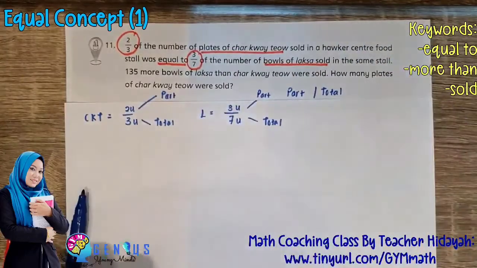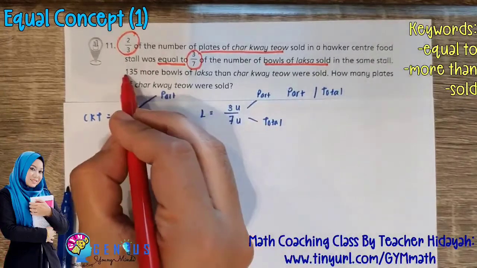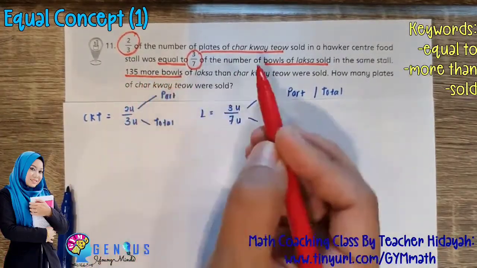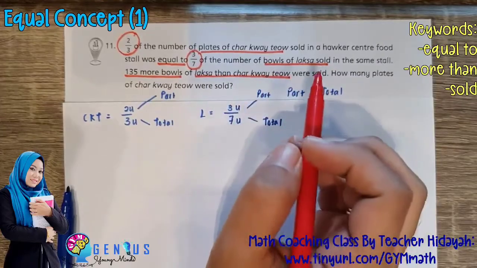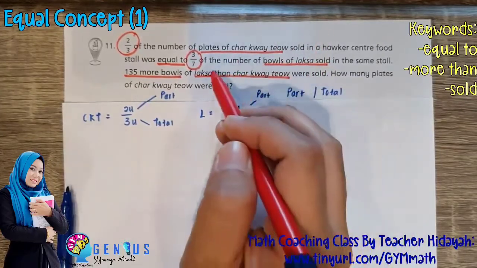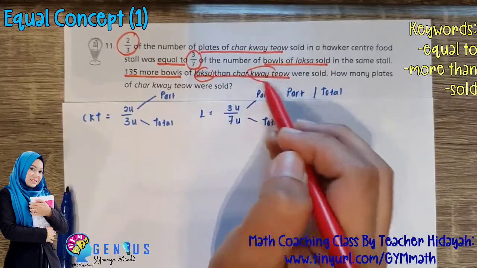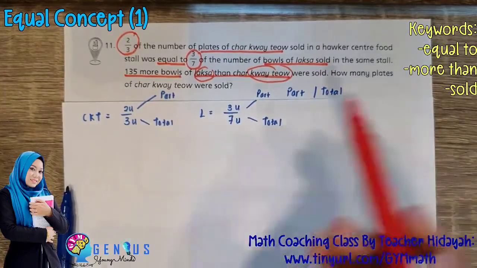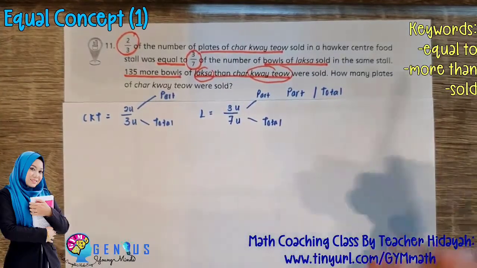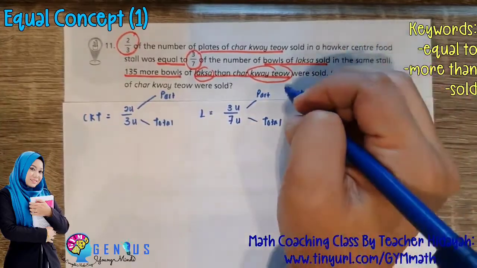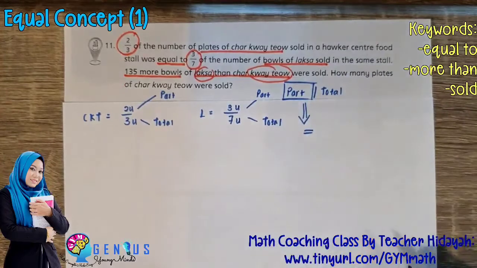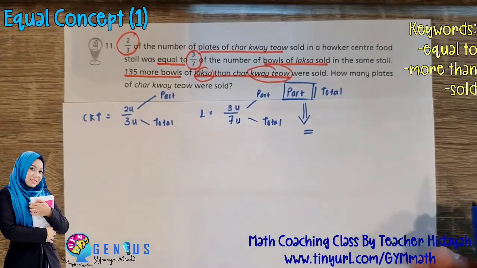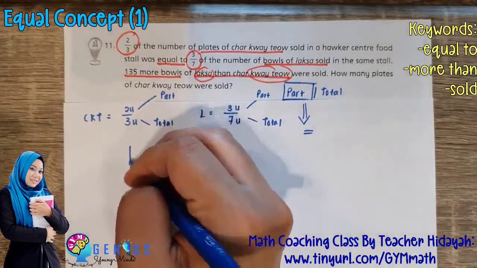If you look at the question, we also have 135 more bowls of laksa than char kway teow. We are comparing the total number of laksa and char kway teow. So what do we do here? For equal concept, you have to know that the part must be equal. So we are going to draw out the equal concept box. This is how it looks like.